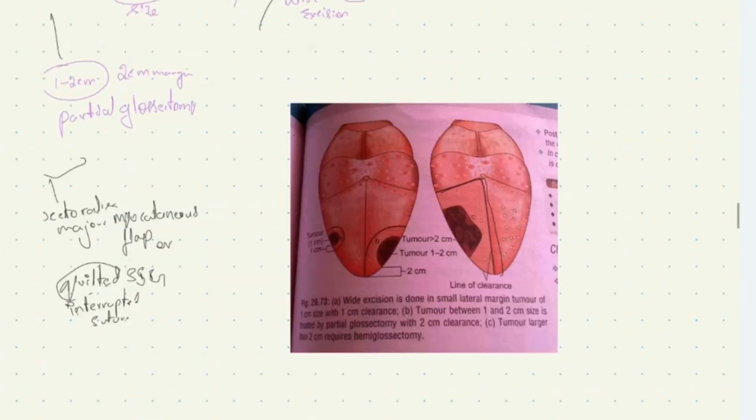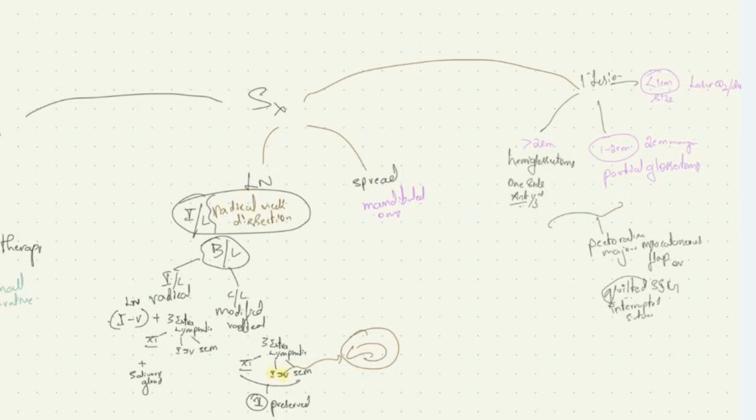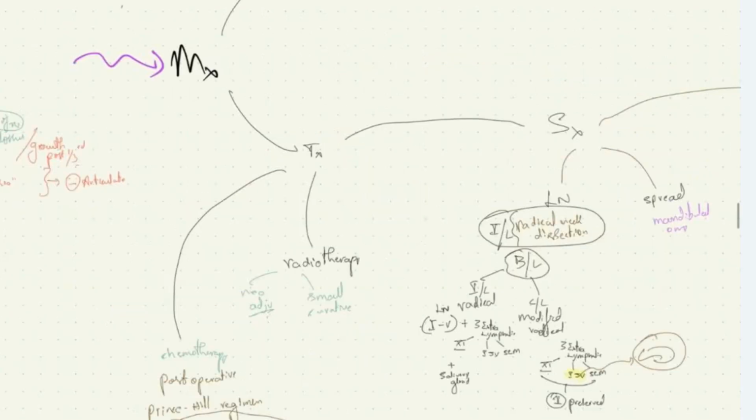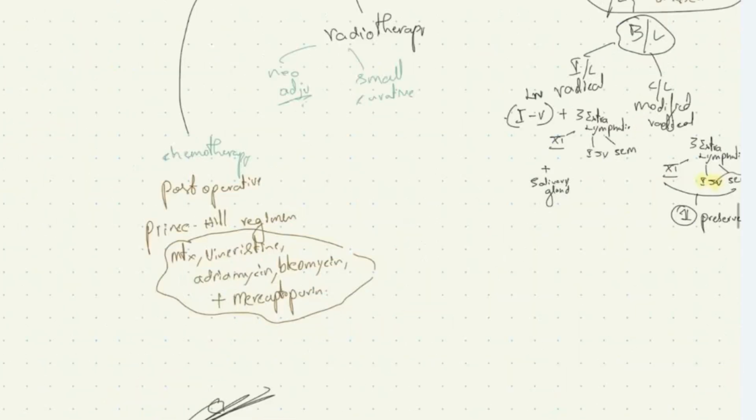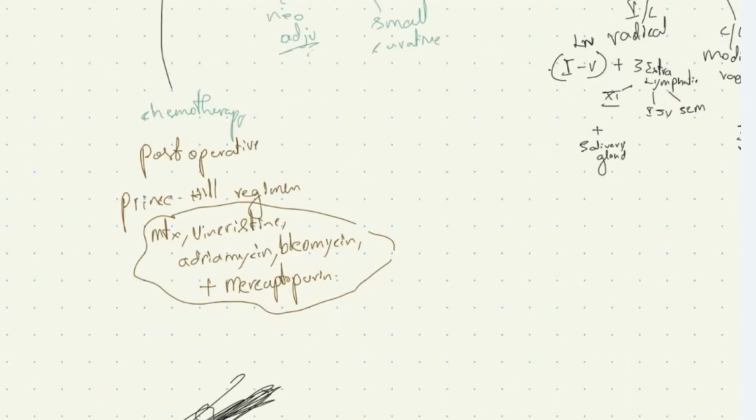The lymph nodes we saw, if it is ipsilateral lymph node involvement, we do radical lymph node dissection of that side. If it is bilateral involvement, on the ipsilateral side we do radical lymph node dissection, and on the contralateral side we do modified radical lymph node dissection. Radiotherapy we saw: neoadjuvant, and if the lesion is small, we give curative radiotherapy. Chemotherapy we have one regimen called Prince Hill regimen, where we give methotrexate, vincristine, adriamycin, bleomycin, and mercaptopurine. This is all about carcinoma of tongue.